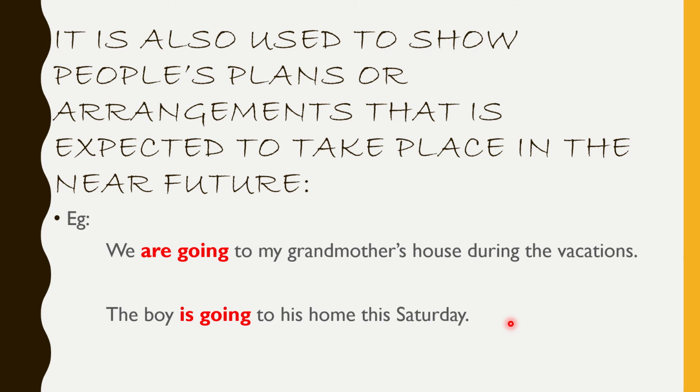Thirdly, when people make plans or arrangements for the near future, like after a few days or weeks or months or hours, then also we use the present continuous tense. We are going to my grandmother's house during the vacations. What are we doing? We are going. When? During our vacations. It may be 2 or 3 months away, but we have already decided to go. So we are going to my grandmother's house during the vacations.